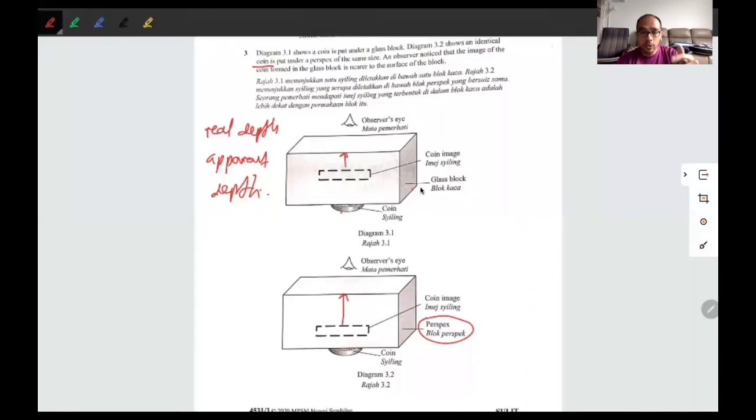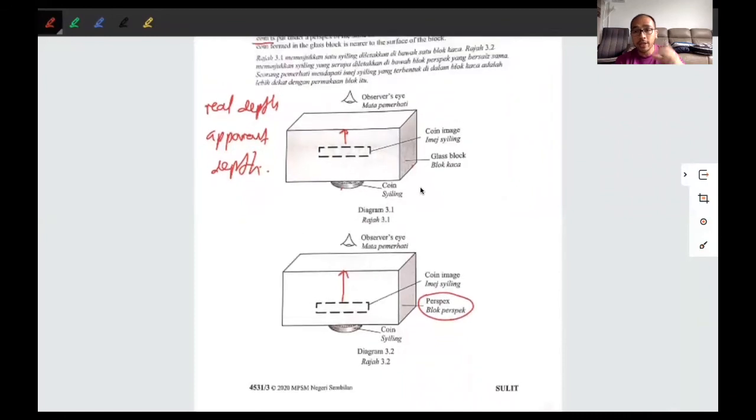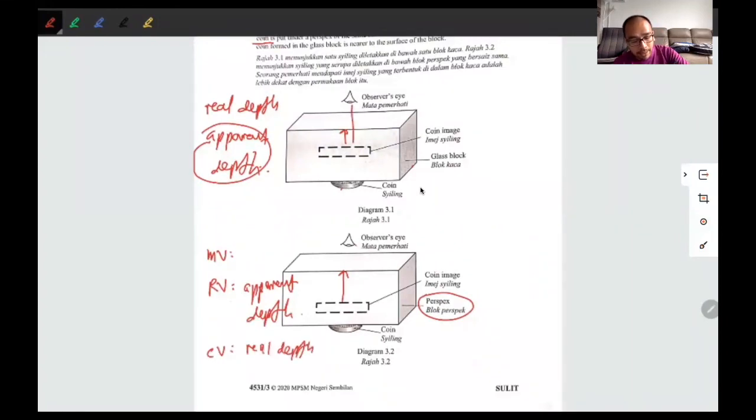Okay, so since the observation is the apparent depth, that's the RV. The RV is the apparent depth, the depth that he sees, not the real depth. So what is the MV and the CV? The CV is the real depth, because the original depth is the same. Okay, the real depth is the same.